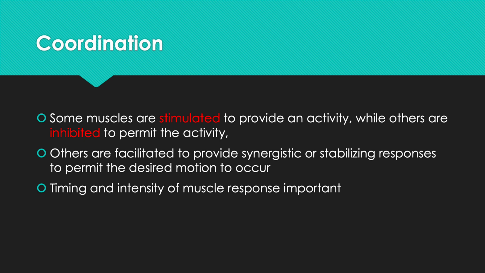Each muscle must provide an accurate response in both timing and intensity for the activity to be coordinated. If a muscle is too weak to provide the appropriate response, the activity will be uncoordinated and undesirable. For example, if a volleyball player does not have enough strength in their scapular rotators, the arm cannot be positioned correctly to hit and place the ball accurately.